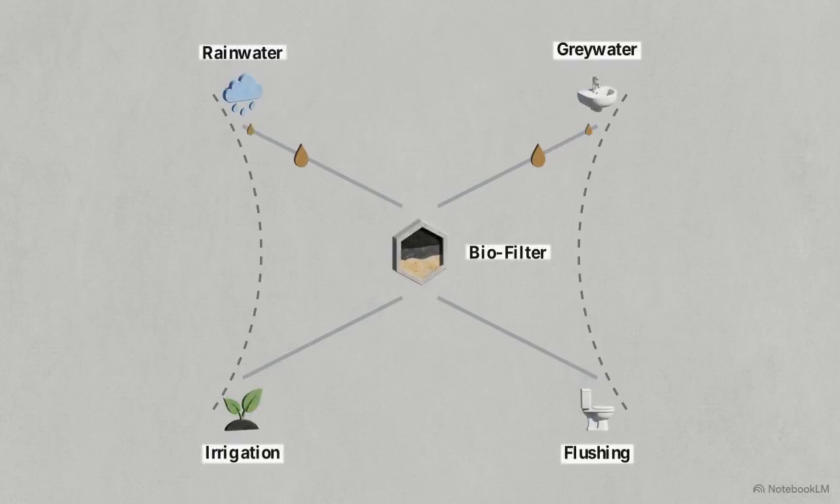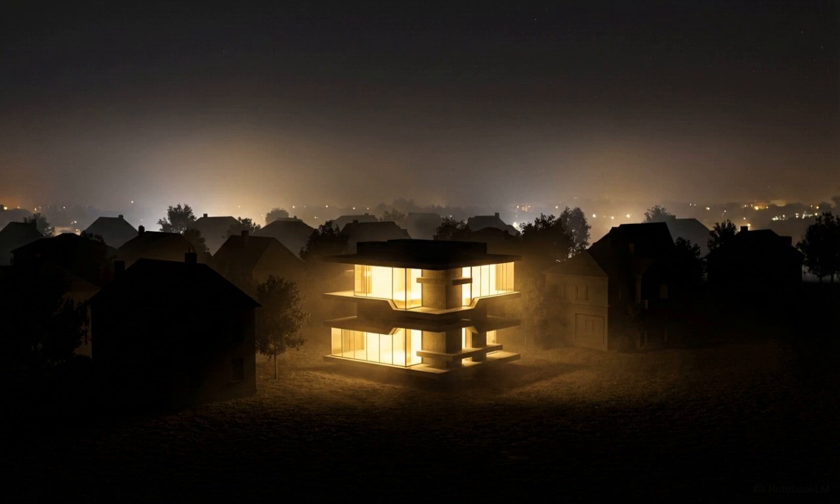Rain and household water are collected and passed through an integrated biofiltration layer, a system using natural biological processes to clean water, before being routed back for non-drinking uses like irrigation or flushing. This localized efficiency provides a layer of security, as the home remains functional even if the external municipal water or power grids experience a failure.